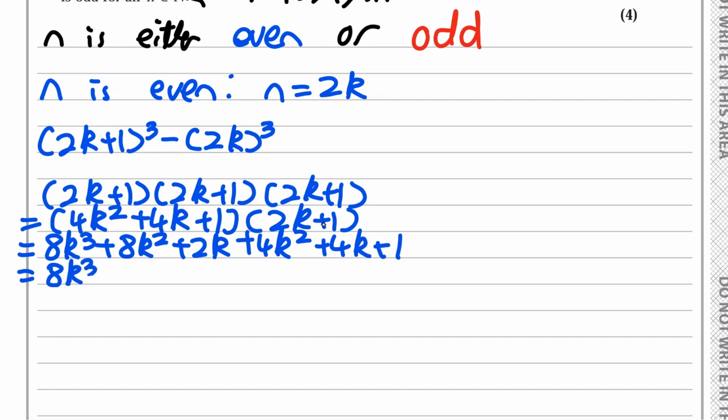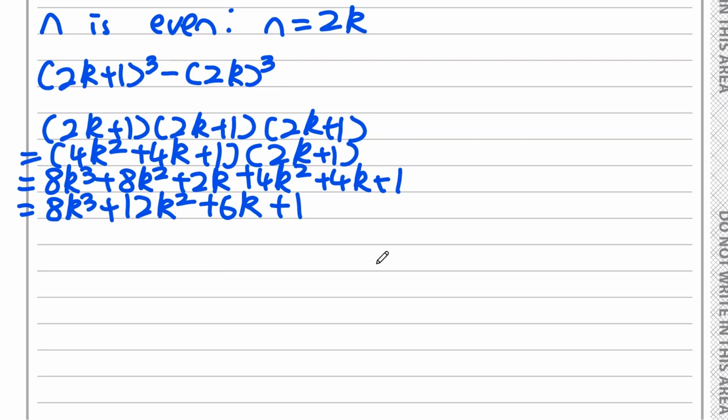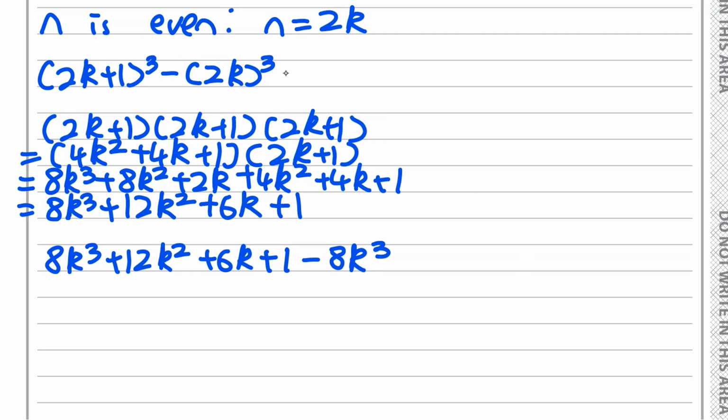Then we can simplify this. We have 8k^3, we have 8k^2 + 4k^2, which is 12k^2, we have 2k + 4k, which is 6k, and then we have the + 1 on the end. So subbing this in, it's 8k^3 + 12k^2 + 6k + 1, minus (2k)^3, which is 8k^3. The 8k^3 cancels out to leave us with 12k^2 + 6k + 1. So we need to prove that this is odd.